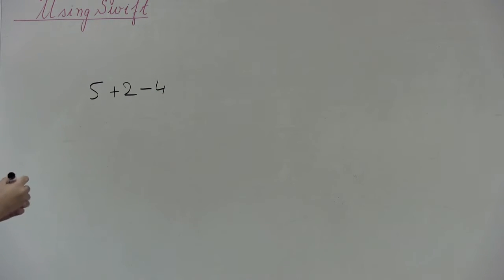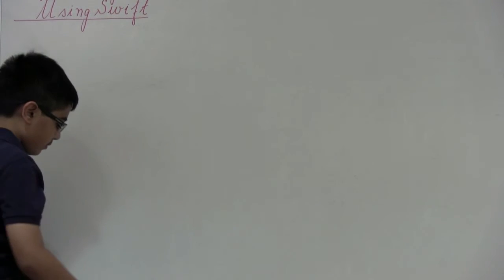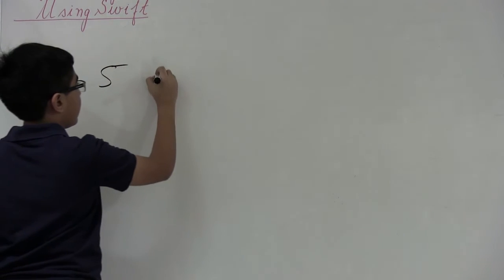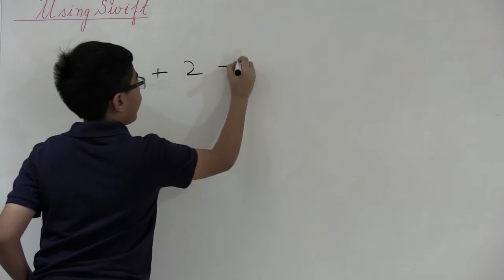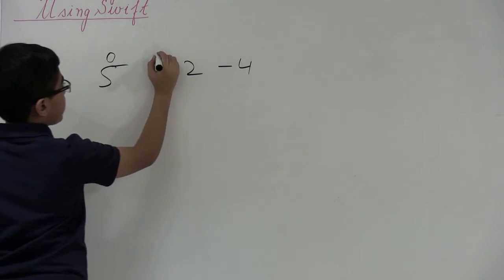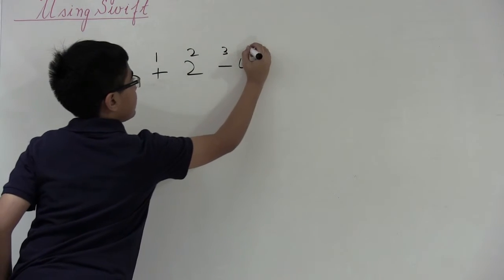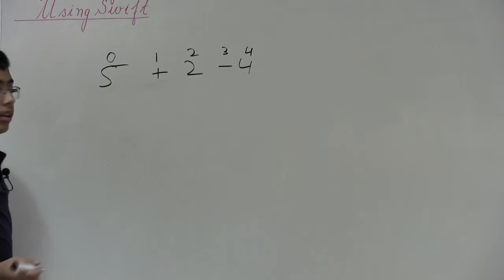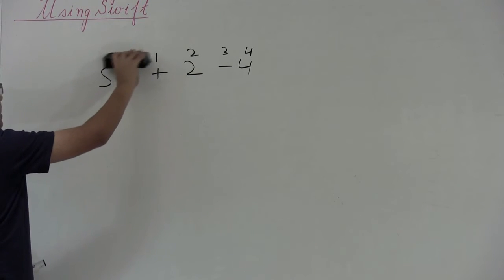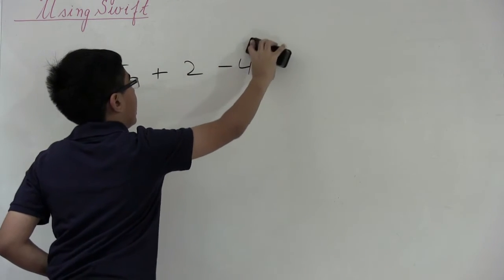Perfect. So now, what I can do is draw this out nicely for you. 5 plus 2 minus 4. And so this is the 0th character, this is the 1st character, this is the 2nd character, this is the 3rd character, and this is the 4th character. Perfect. Since it is a little hard to distinguish whether this is a number or a character number, I'm going to write it in red.